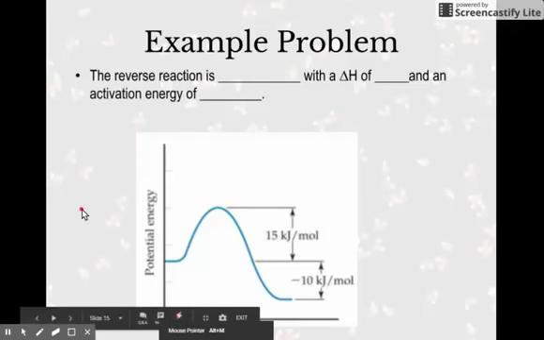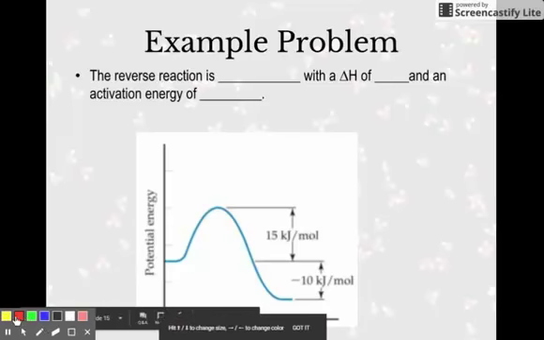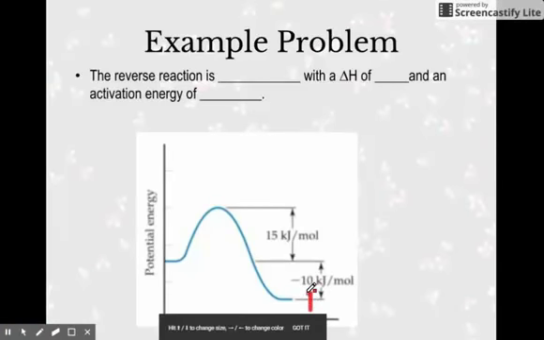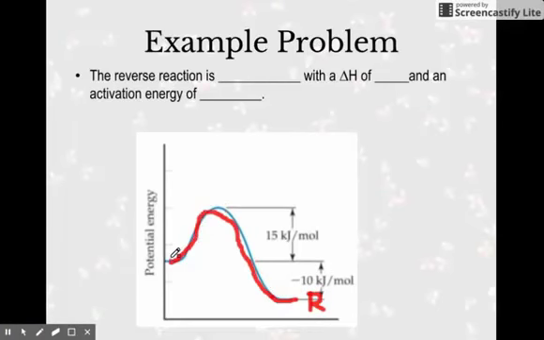Let's try this one. So let's say we go in reverse. So when we have a problem that says go in reverse, we just swap where our products and reactants are. So if we're going in reverse, this would become our reactants, and we're going to go up the hill first and then down. So we're going to go the opposite direction. Means our products are over here now. Activated complex still at the top.